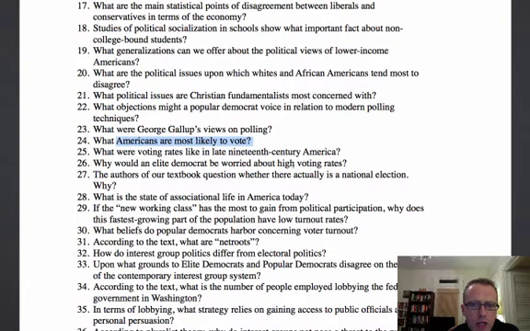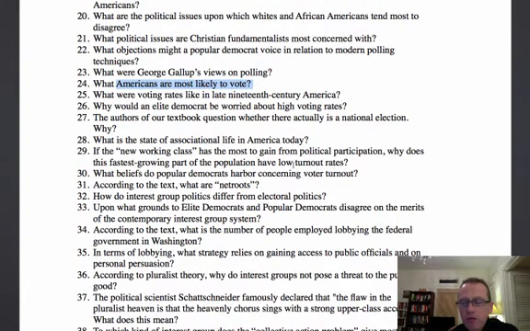What Americans are most likely to vote? Well, generally the wealthier Americans. They are the ones that have the most vested interest, and they feel empowered. They feel their votes matter. They feel that the government listens to them and that their interests are represented, so that's why they vote.